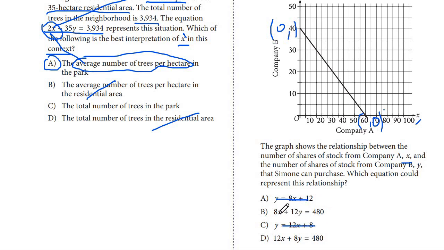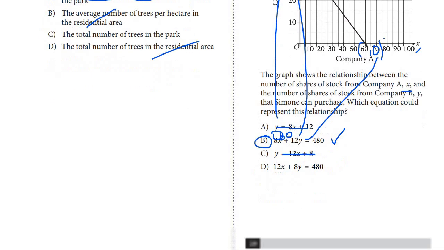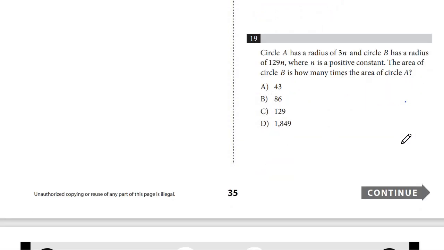So let's check this one out. B. 8 times 60, if I plug in 60 in here, I'm going to get 480 plus 12 times y. And my y here is 0. So this one works. Let's also plug this point in, 0, 40. If I plug in 0 for x from here, I'm going to get 0. And 12 times 40 is 480. So this one works. On to the next. Only one option is right. Don't have to worry about D.